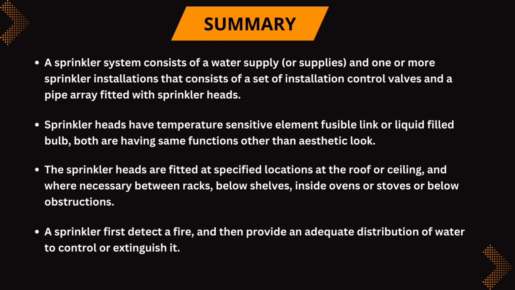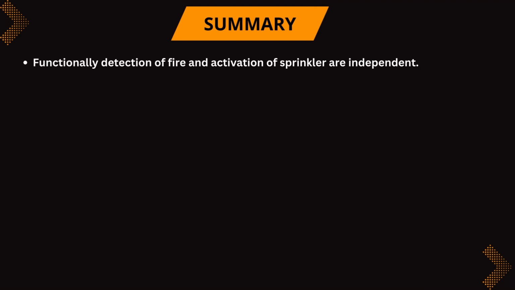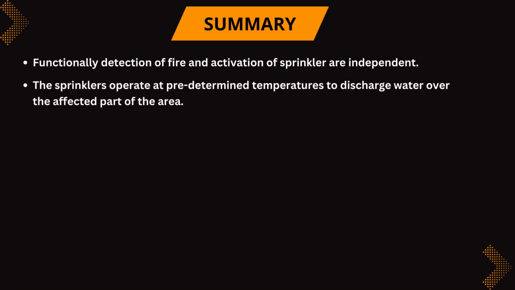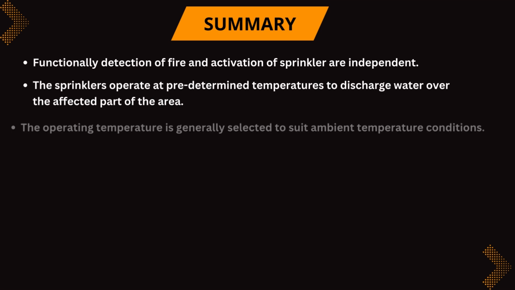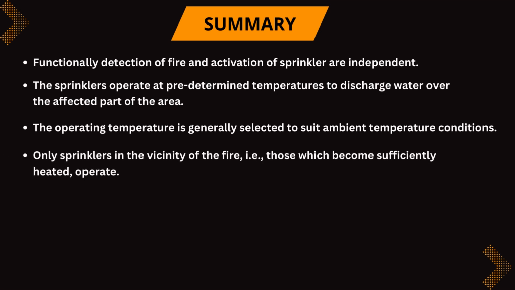A sprinkler first detects a fire and then provides an adequate distribution of water to control or extinguish it. Functionally, detection of the fire and activation of sprinklers are independent. The sprinklers operate at predetermined temperatures to discharge water over the affected part of the area. The operating temperature is generally selected to suit ambient temperature conditions, and only the sprinklers in the vicinity of the fire, that is those which become sufficiently heated, operate.